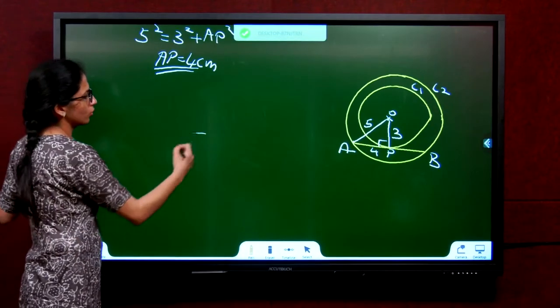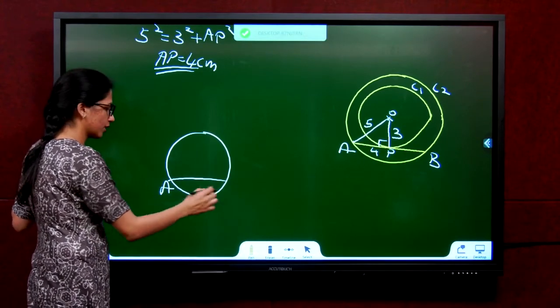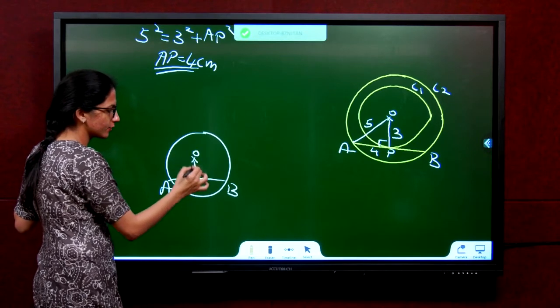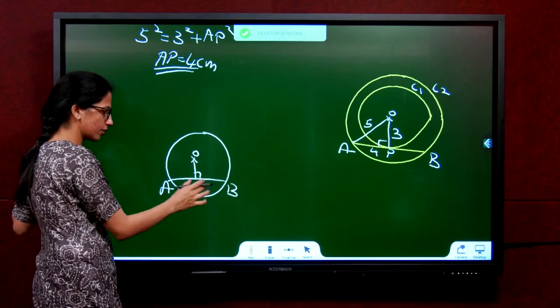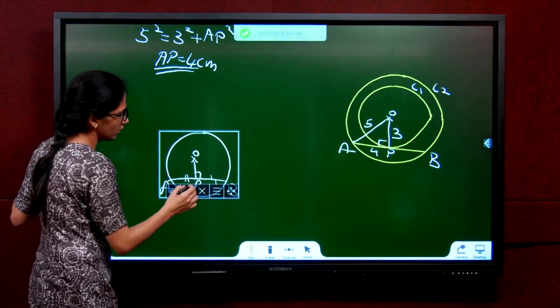Now we are going to use the note. What is the note? It is the point we understood from your lower classes, which we recapped. If you have AB as a chord, the line passing through the center and perpendicular to the chord bisects the chord. So we are going to use this now.